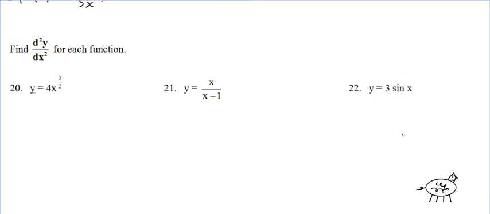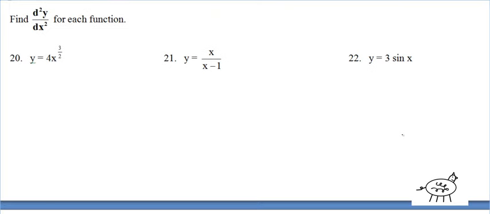Okay, the next three problems are finding the second derivative. So obviously you got to find the first derivative first. So I do dy dx. dy dx is equal to, we're going to use, of course, just our power rule. It's 3, so I'll show my work here. 3 halves times 4x to the, I'm subtracting 1, so to the 1/2. Okay, that's the first derivative.